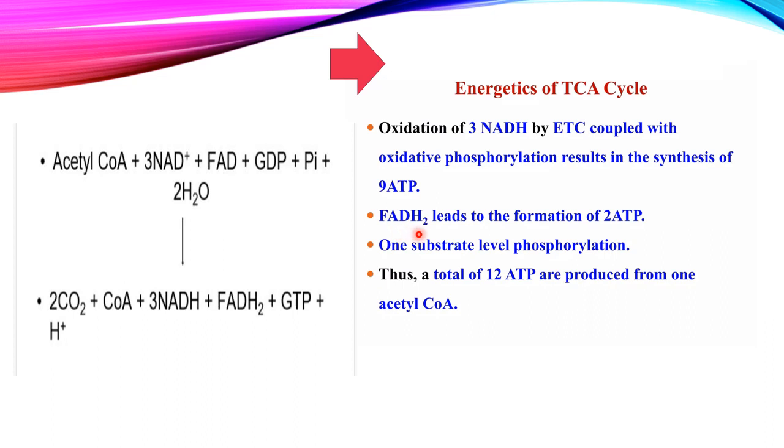FADH2 is comparatively a lower energy molecule when compared to NADH. Therefore, it generates only 2 ATP in the electron transport chain. One substrate level phosphorylation occurs, that is, GDP is converted into GTP. Therefore, you can tell that the total is 12: 9 plus 2 plus 1. Therefore, a total of 12 ATPs are produced from one acetyl-CoA when it is combined with the electron transport chain. Okay, this is the energetics of the TCA cycle.